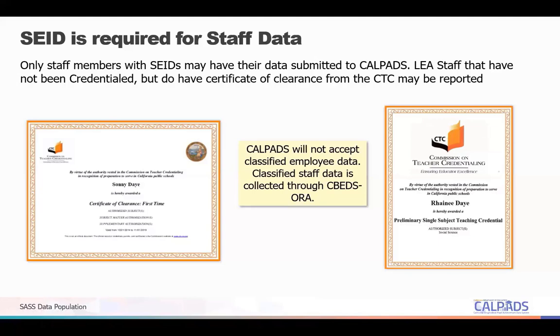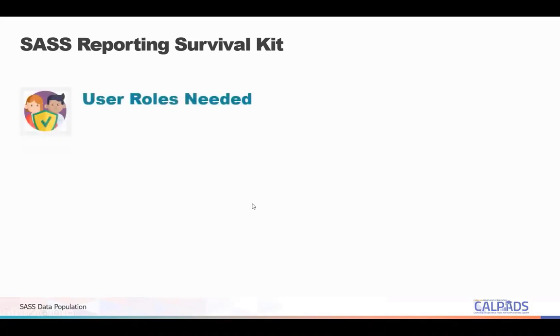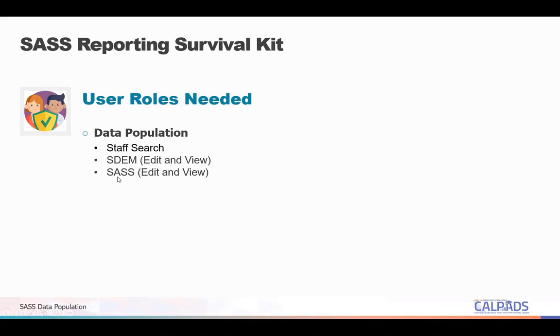Your HR department can contact your county credential analyst or reference the CTC Credential Information Guide if they need information on requesting SEIDs. To successfully report your staff data in CalPADS, LEAs need the proper user account roles assigned to them. For data population, they need to have the staff search, the SDM edit and view roles, and the SASS edit and view roles as well. For them to be able to review reports, they also need to have the Fall 2 reports role added.